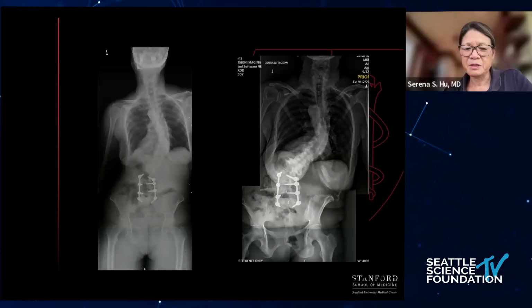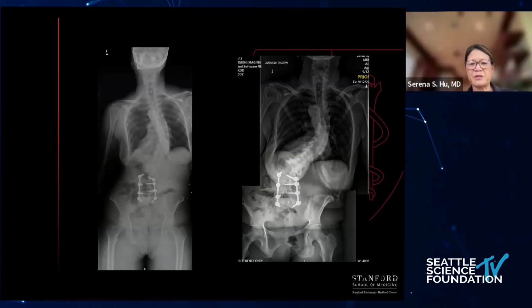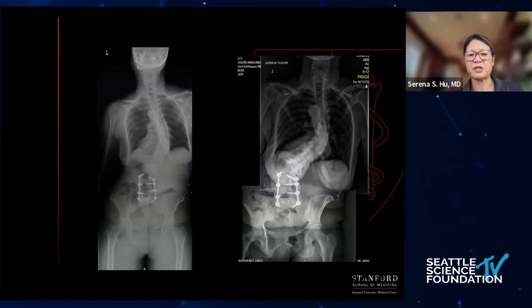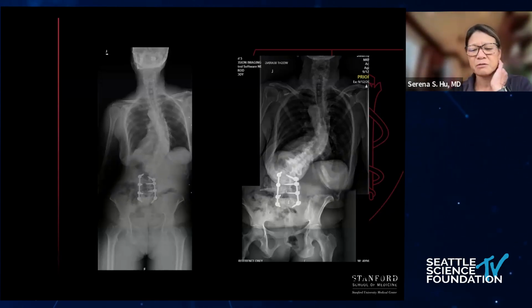But over time, she's basically gotten considerably worse with her coronal imbalance, and she still doesn't have pain. And so she's like, I don't want you to operate on this. I don't have pain. So I have to convince her basically that the imbalance that she has from standing is not her neck, it's not her knee, it's really that her spine is imbalanced.